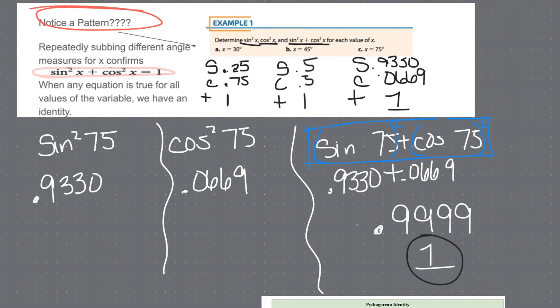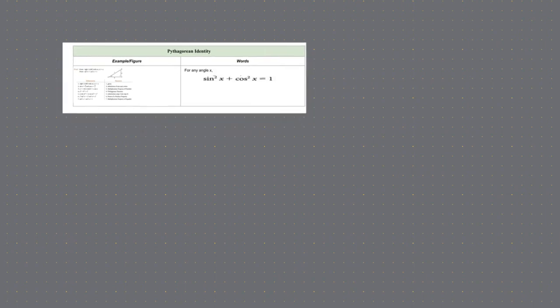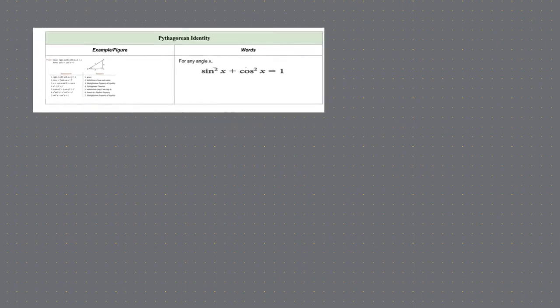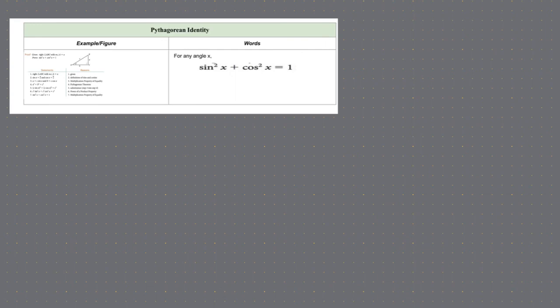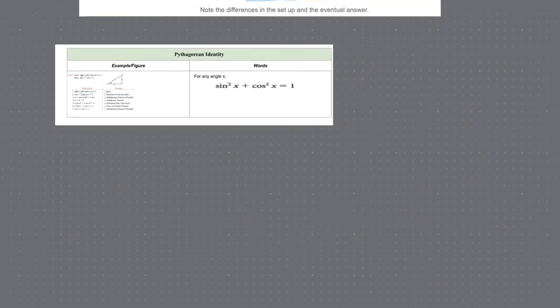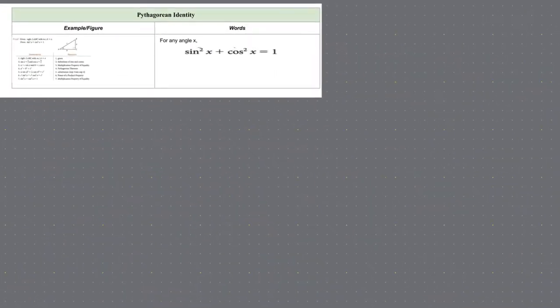So if we have something that is true for every single value of the variable, it gives us something we call an identity. And here we are. This is your Pythagorean identity. Your Pythagorean identity says for any angle x, sine squared x plus cosine squared x is equal to 1.